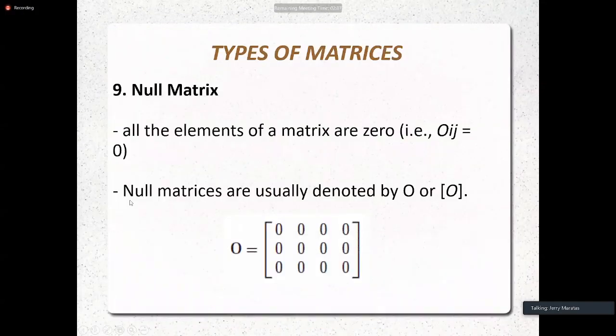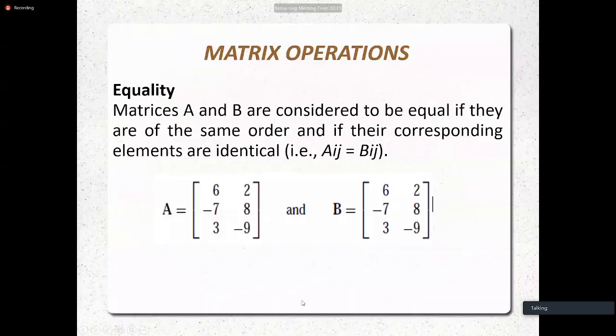Then another type of matrix, the null matrix. The null matrix is what we call 0. So all elements are zeros. The unit matrix is 1, while the null matrix is 0, where all the elements are zeros. Okay, so those are the different types of matrices. Kindly take note and remember those different types.